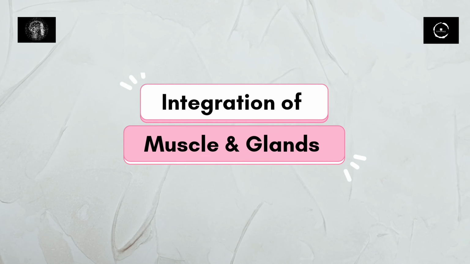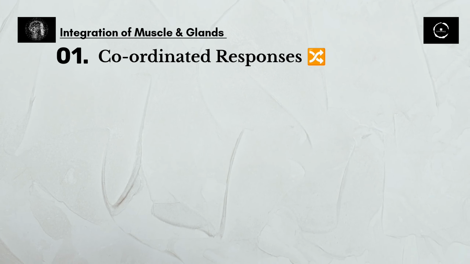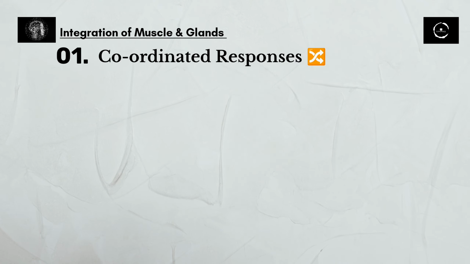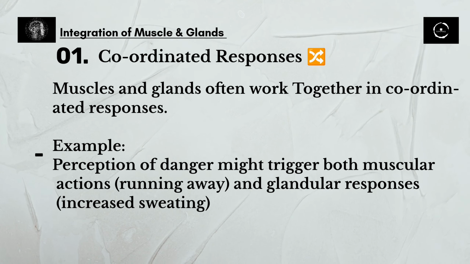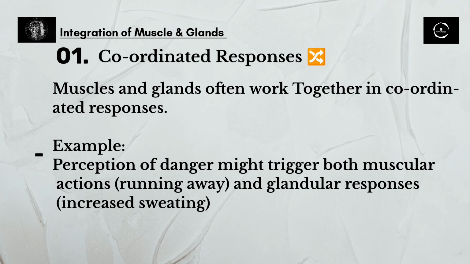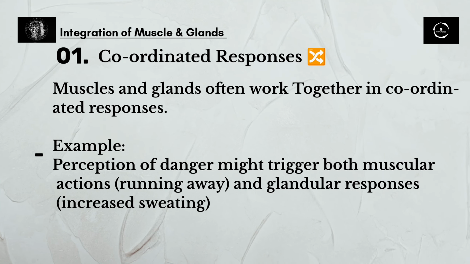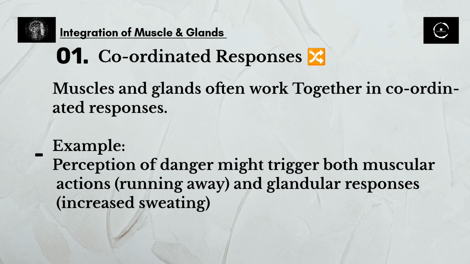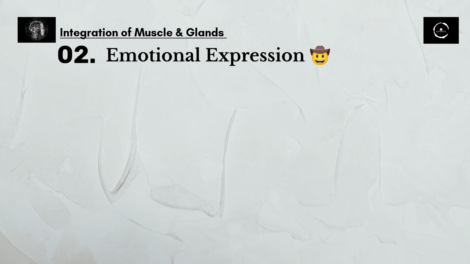Let's talk about the integration of muscles and glands. Number 1, coordinated responses. Muscles and glands often work together in coordinated responses. For instance, the perception of danger might trigger both muscular actions, that is running away, and glandular responses, that is increased sweating. Number 2, emotional expression.